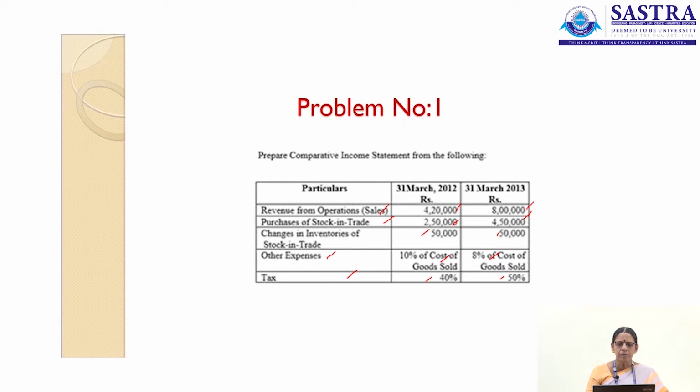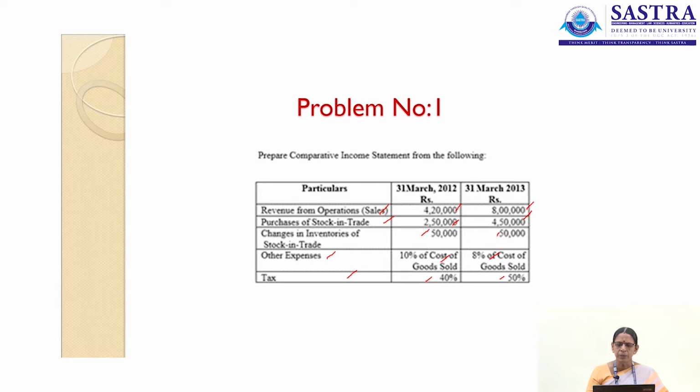Now, this is the problem regarding the income statement. Now, we are going to prepare a comparative income statement. I shall tell you how to calculate these amounts and we shall pass on to the solution later. See, in this year 2012, we have 4,20,000. In 2013, we have 8 lakhs. See to the increase or decrease over the year. Compare it to the previous year.